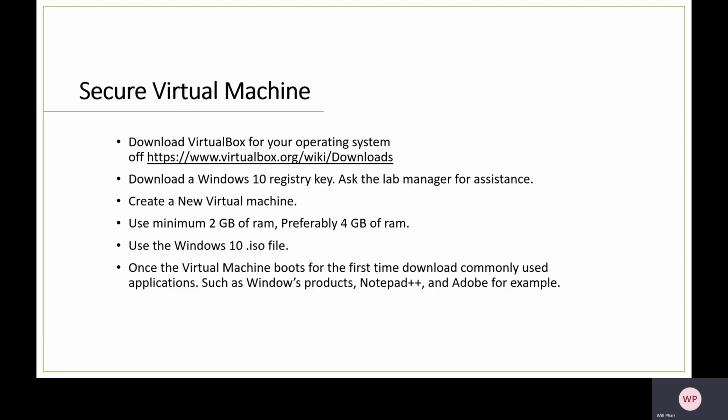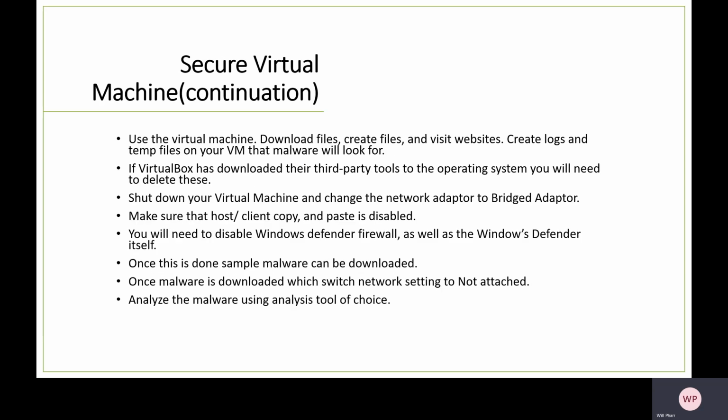And then how to secure a virtual machine. You're going to want to download VirtualBox. You're going to want to get the registry key from the lab manager. When you're setting up your malware machine, you're going to want to use a minimum of 2 gigabytes of RAM, preferably 4 gigabytes. You're going to want to download everyday applications that malware would check for to see if this is a virtual machine or not.